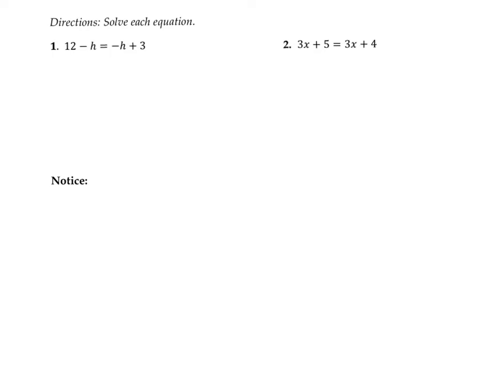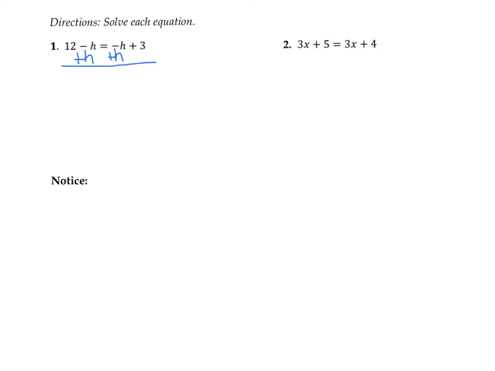Let's first read our directions. It says, solve each equation. Number 1 says 12 minus h equals negative h plus 3. Your first step is to undo the smaller variable. It's the same variable, and they're both a negative h. So we're going to undo it by adding h to both sides.